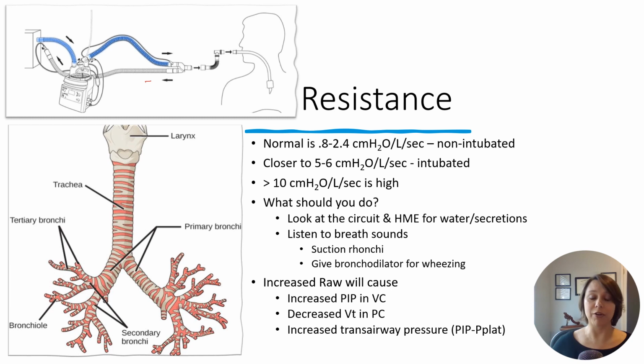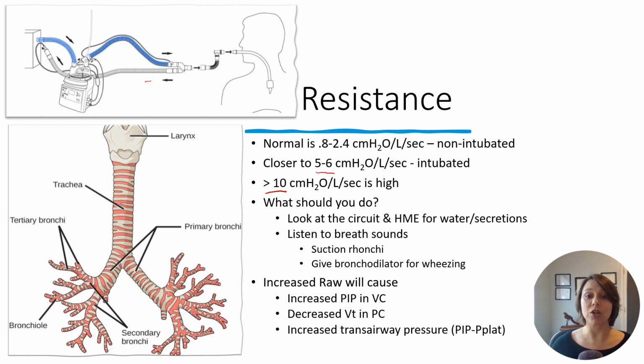We're talking about normal airway resistance. We're looking for it to be about 0.8 to 2.4 centimeters of water per liter per second, but that is if you have a non-intubated patient. What we're more concerned about in mechanical ventilation is an intubated patient with an artificial airway. That artificial airway is going to reduce the radius of the airway, and so resistance is going to increase to closer to at least 5 to 6 centimeters of water per liter per second. But we're going to consider anything greater than 10 to be high. We're not really concerned about low resistance in this patient. We're concerned about high resistance.